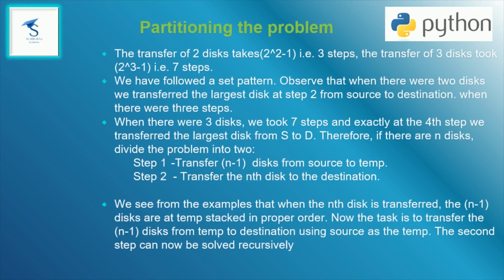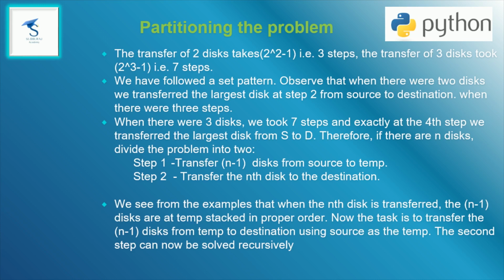A transfer of 2 disks takes 2 to the power of 2 minus 1, in other words 3 steps. The transfer of 3 disks took 2 to the power of 3 minus 1, in other words 7 steps. We have followed a set pattern. Observe that when there were 2 disks, we transferred the largest disk at step 2 from source to destination. There were 3 total steps. When there were 3 disks, we took 7 steps, and exactly at the 4th step we transferred the largest disk from S to D.